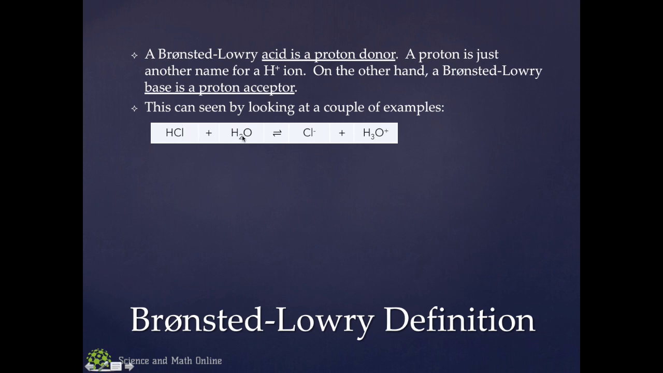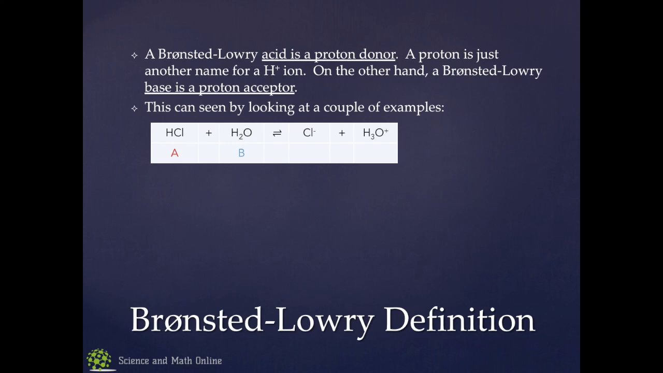Look what happens to them as they go from one side to the other. HCl becomes a chloride ion. The H is missing. And then the water goes from being water to gaining an H. It goes to H3O plus, so it gains the H. And we would say this is the acid and this is the base. By the way, H3O plus is known as hydronium. We'll be seeing hydronium a lot over the next couple of lessons. Hydronium is just water with an extra proton added to it.